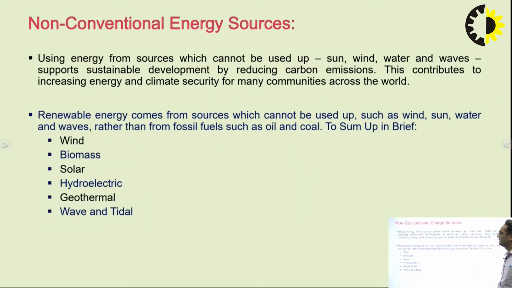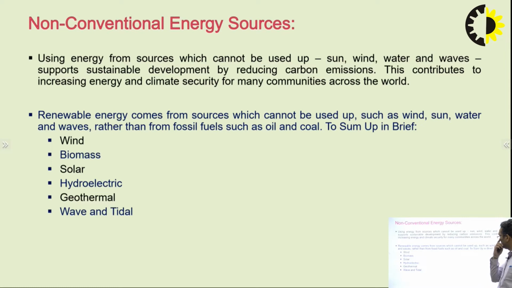Then next, non-conventional energy sources use energy from sources which cannot be used up, like sun, wind, water and waves. They support sustainable development by reducing carbon emissions. This contributes to increasing energy and climate security for many countries across the world. So these are the non-conventional energy sources.